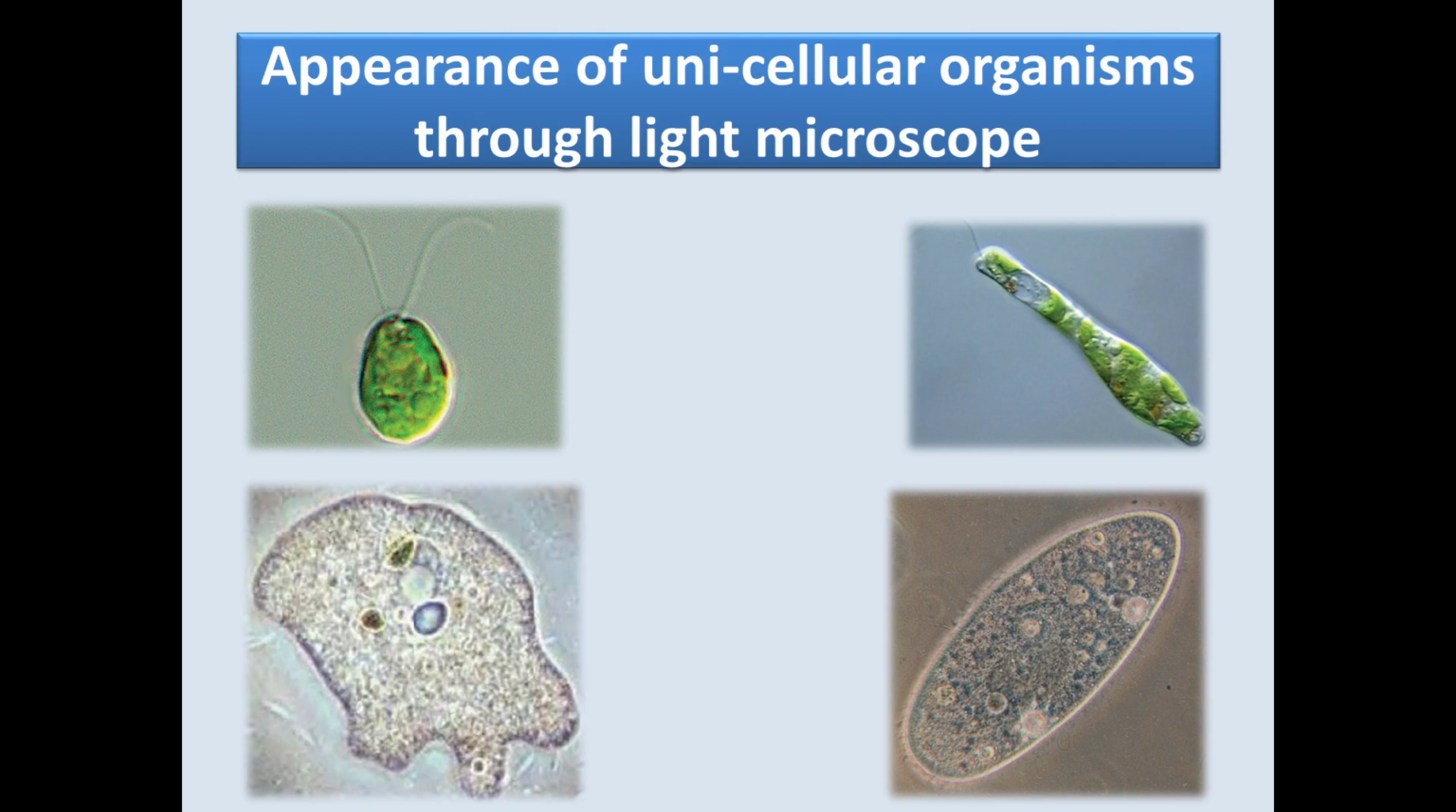On the screen you see some of the unicellular organisms commonly seen. The first diagram, the Chlamydomonas, Euglena, amoeba, and paramecium. These are some of the examples you have learned in lower grades as well.